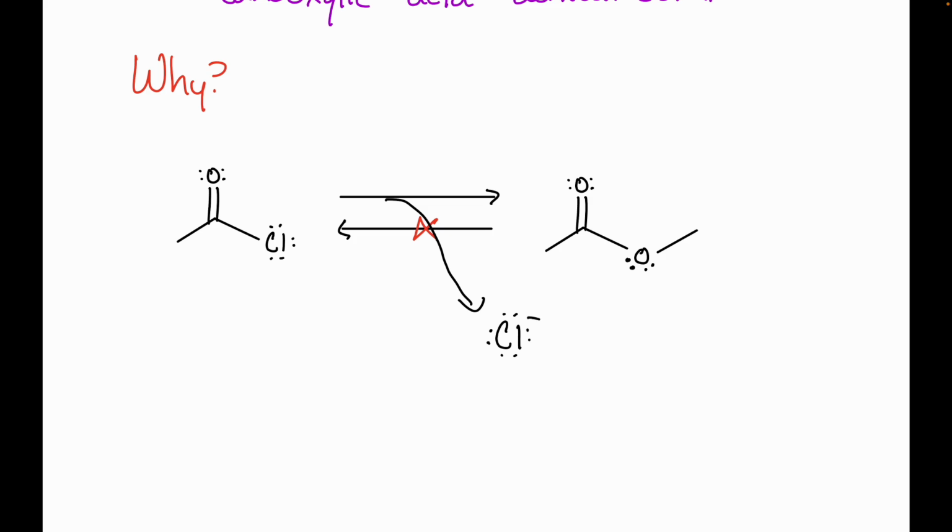Right? Why are these acyl halides so reactive? Because this leaving group here is super duper stable all by itself. Chlorine is more than happy to have a negative charge associated with it. If we try to go the other direction, I guess I did this kind of backwards here.